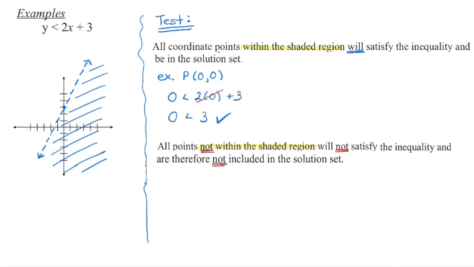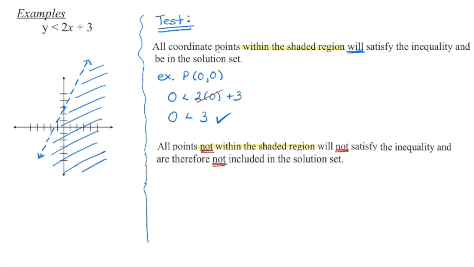We're going to substitute into this inequality, and we can see that we end up with 0 is less than 3. That is a true statement. Therefore, that point, 0, 0, in this particular graph is included in the shaded region, and it represents all other points. So if we were to choose any point within here, substitute in the x and the y coordinate, we will have an inequality that is true.